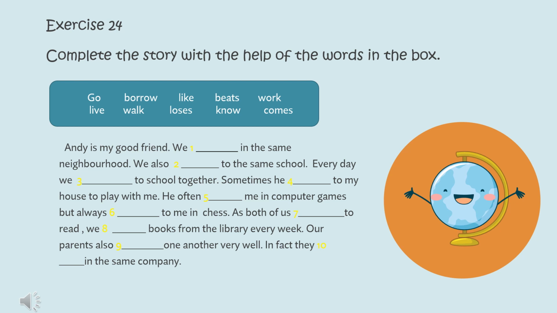Andy is my good friend. We dash in the same neighborhood. We also dash to the same school. Every day we dash to school together. Sometimes he dashed to my house to play with me. He often dashed me in computer games, but always dashed to me in chess. As both of us dash to read, we dash books from the library every week. Our parents also dash one another very well. In fact, they dash in the same company.